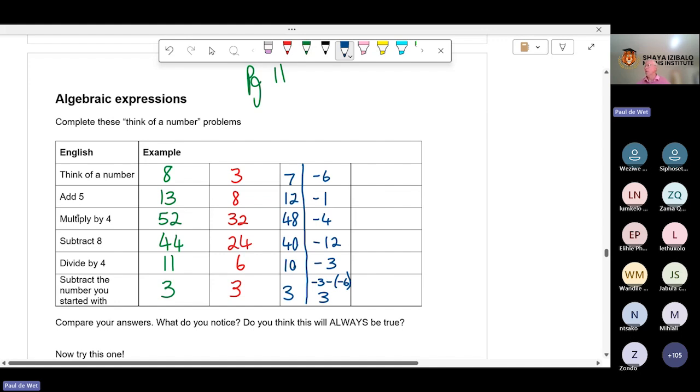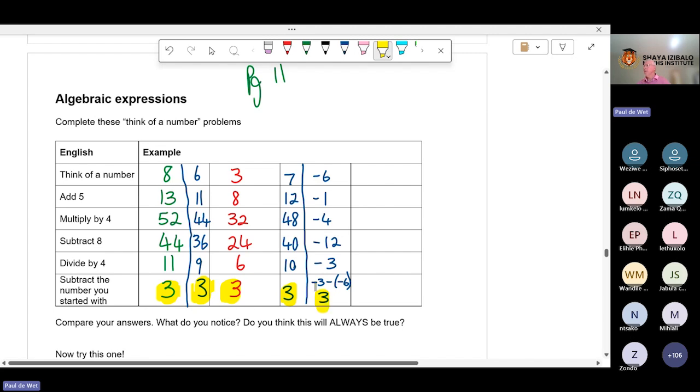What does it look like here? It looks like all the answers are coming to 3. Is this magic? Every time it comes to 3. Let's do +6. 6, add 5, 11. Multiply by 4, 44. Subtract 8, 36. Divide by 4, 9. Subtract the number we started with, 3. Guys, we seem to be getting 3 every single time.